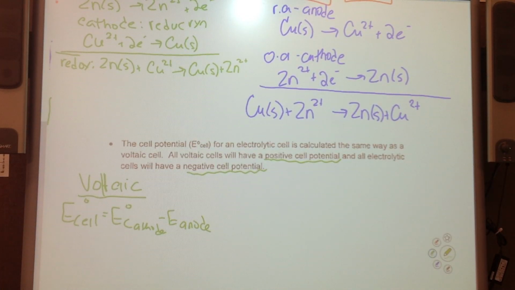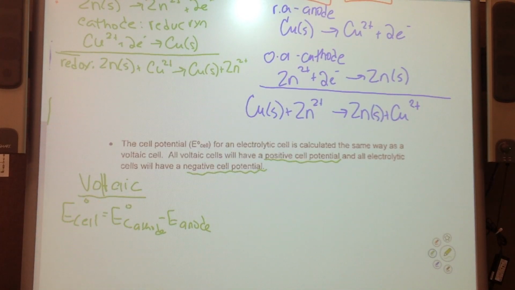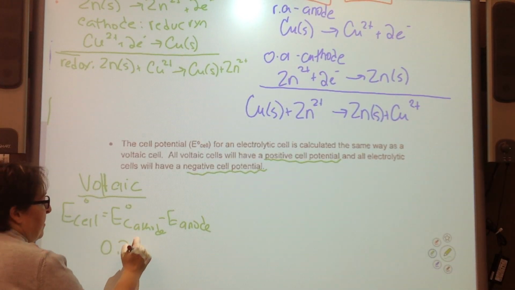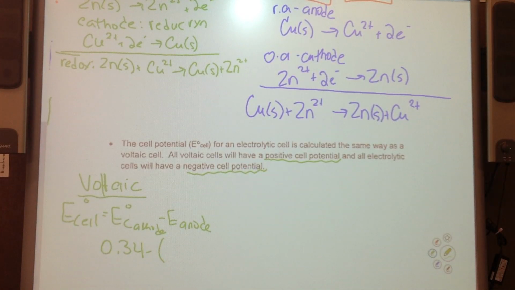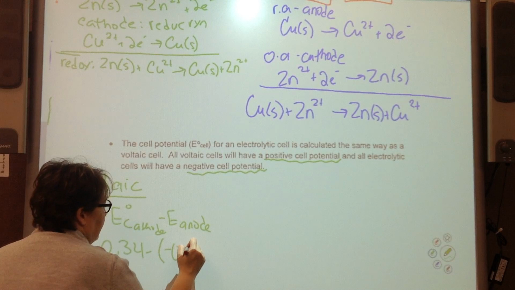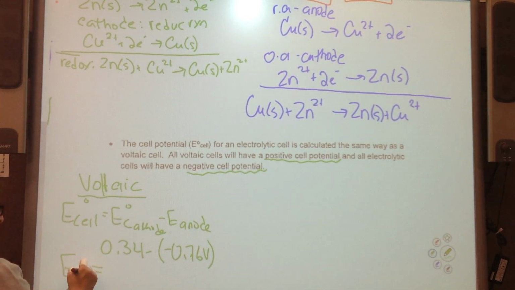So when we look at it, our cathode in our voltaic cell is the oxidizing agent, which is the larger one in a voltaic cell, which is copper. So the copper value is 0.34. And our anode is our zinc, and our zinc is negative 0.76 volts. So our overall value for our E cell potential is 1.10.